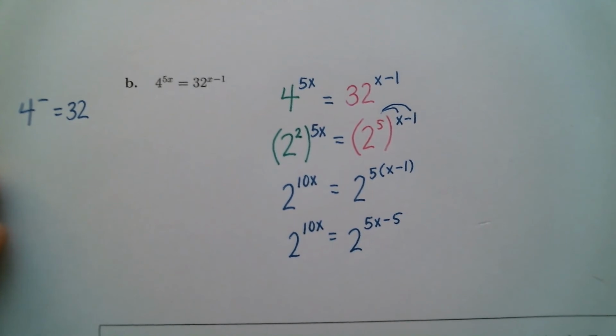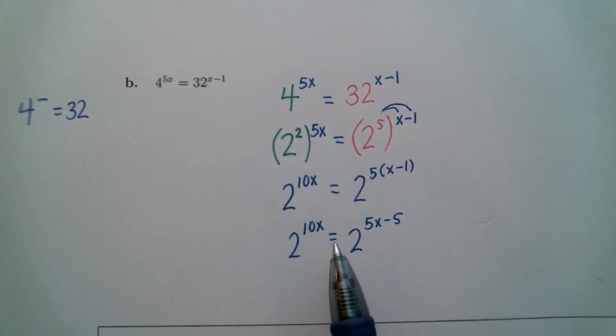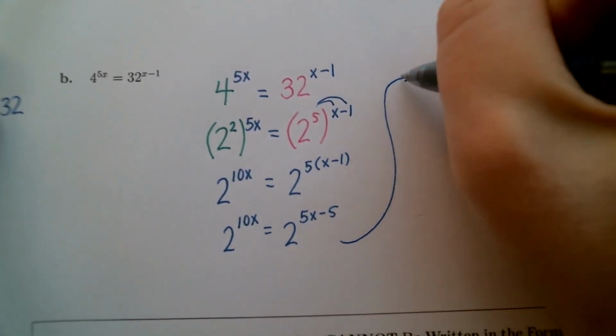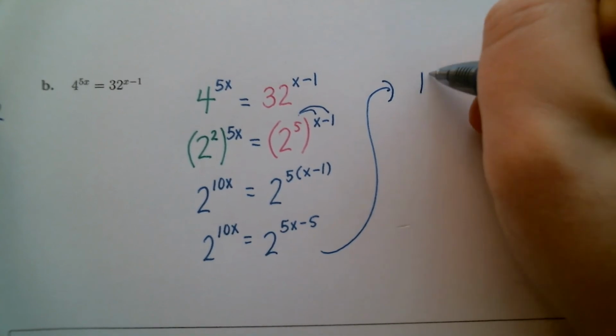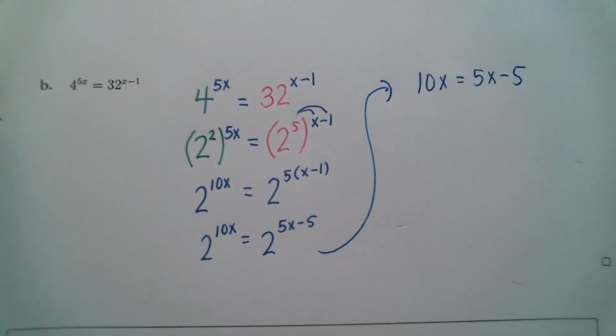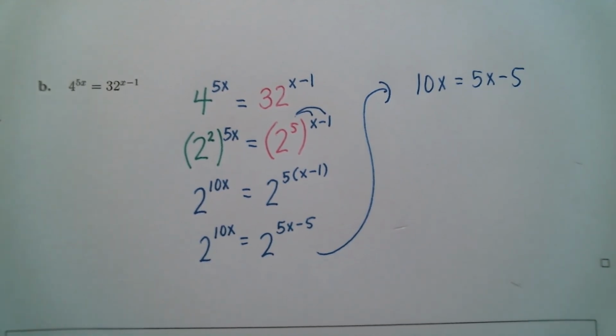Now I have one power of 2 equal to one power of 2. The only way that this can be a true statement, a power of 2 equal to a power of 2, is if the powers are equal. So we're going to go over here and equate our exponents. So 10x has to equal 5x minus 5. This now is an equation we know how to handle. It's no longer exponential. x is out of the power. This is actually linear. The highest power of x is 1, so we just need to isolate the x.